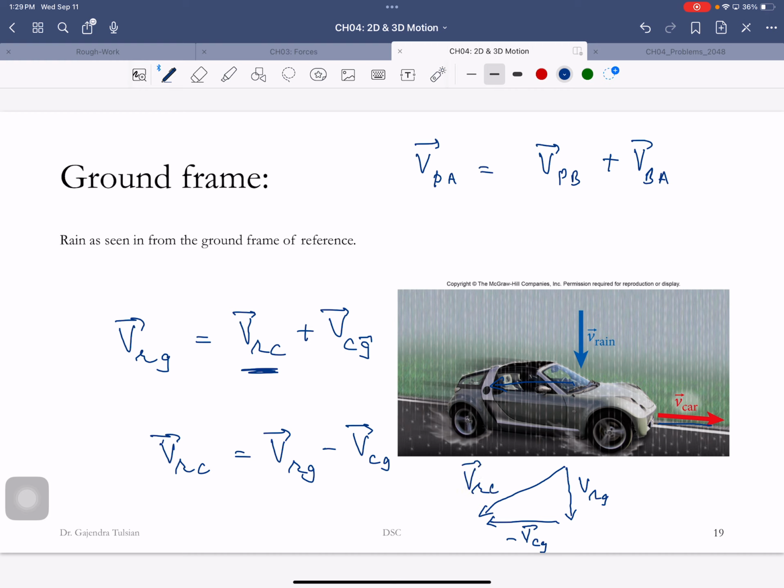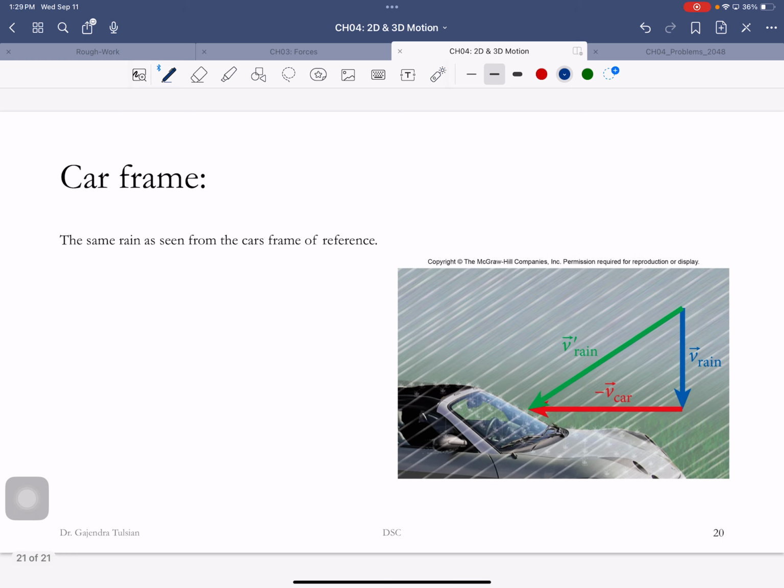Okay. So if rain is falling straight down and you're driving in that direction, the rain will be coming at you like that. Okay. Yeah. So if you're going at infinite velocity, the rain will be coming at you horizontally. Okay. All right. So that's what this was. All right. So that finishes this.